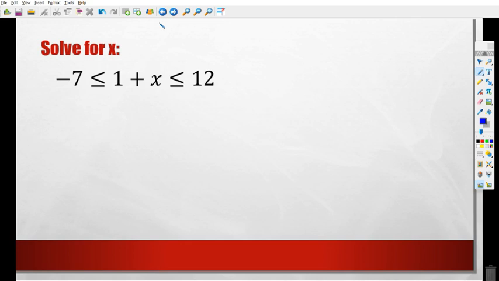Hold up. Wait a minute. Something isn't right. Okay, now I see. Whoa, sir. I see two inequality signs. Hold up. What's happening? All right.